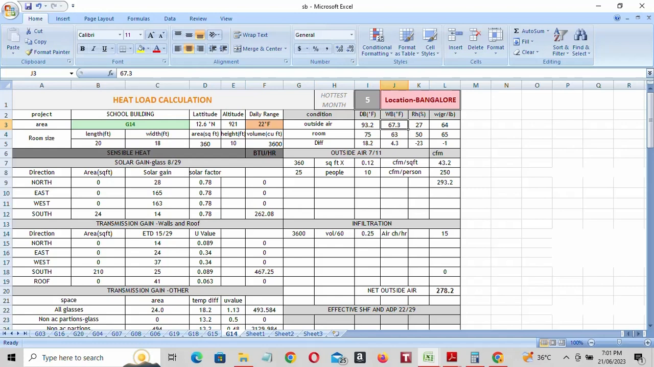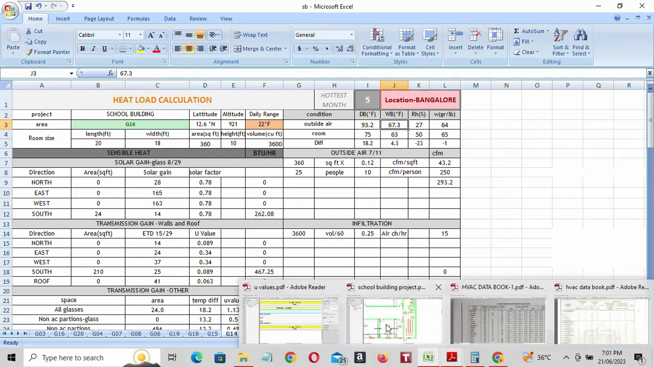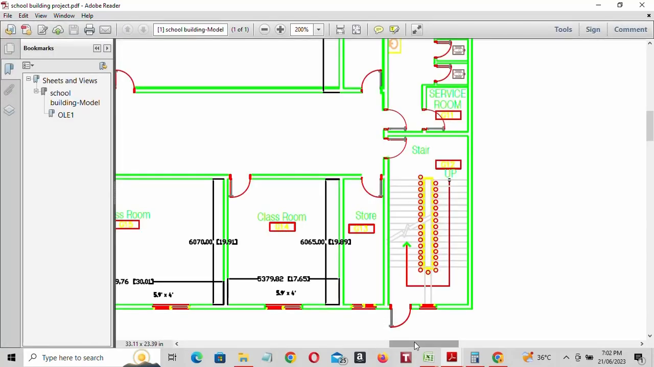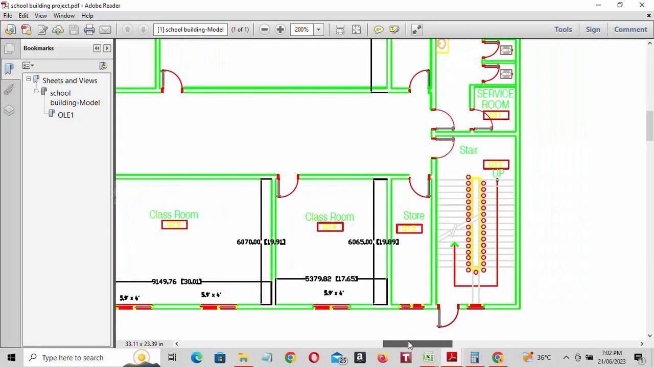In this video, I am going to show you how to do HVAC heat load calculation by using E20 sheet. So guys, this is the E20 sheet. This is our school building located at Bangalore. Today we are going to do heat load calculation for the classroom G14.